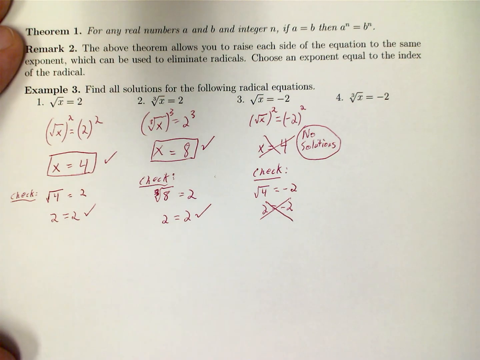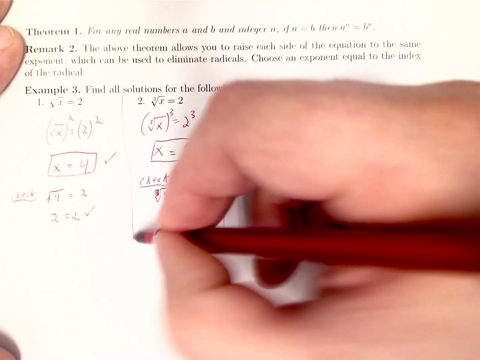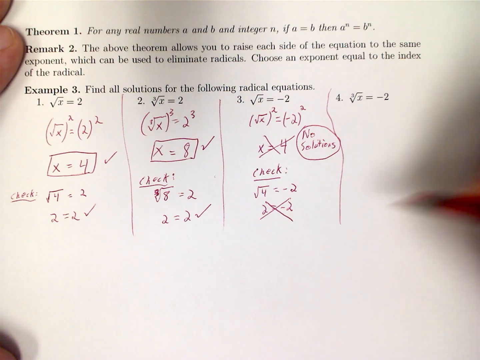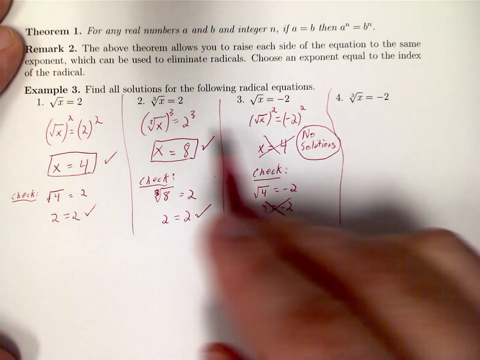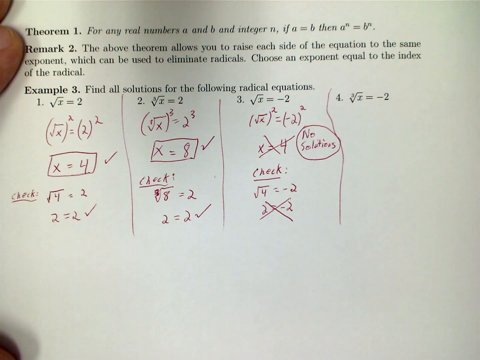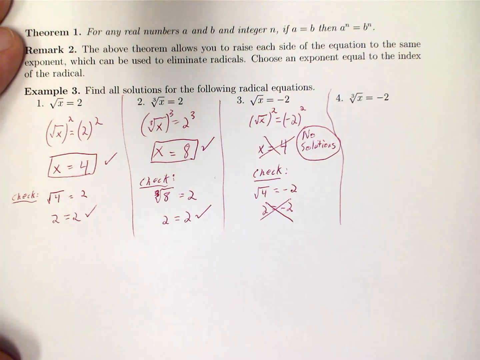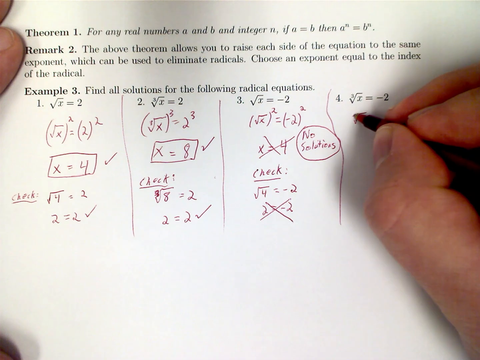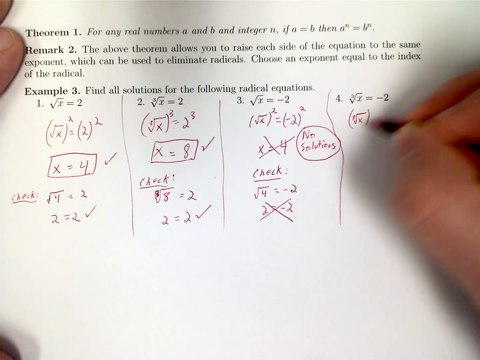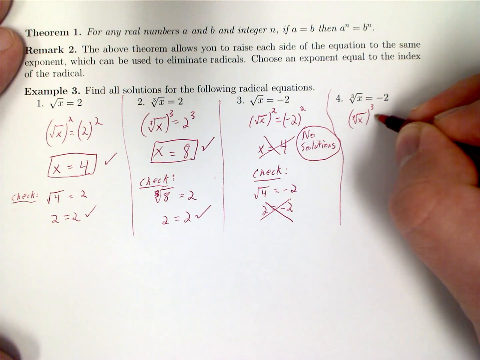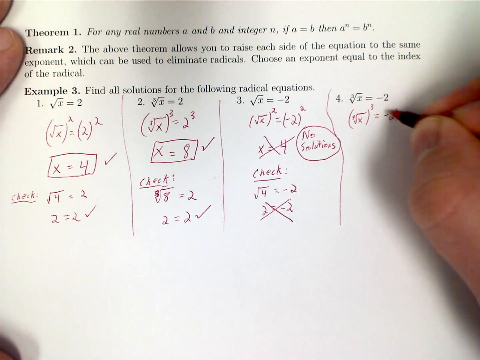All right, so we have all this. Now let's try the last one. Number 4 is similar to the second one in that we both have a cube root. So we're going to take both sides and raise them to the power of the index, which is 3. So negative 2 to the third power.